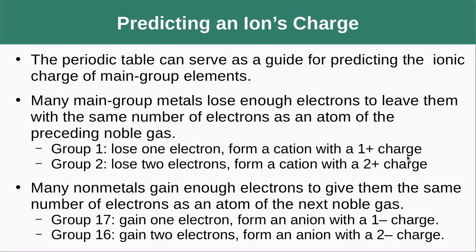So the periodic table can help you with predicting the ionic charge that you should expect for the main group elements. Many main group elements lose enough electrons to leave them with the same number of electrons as an atom of the preceding noble gas. So group 1 loses 1 electron, it has a +1 charge. Group 2 is going to lose 2 electrons, it's going to have a +2 charge. On the other side of the periodic table, they're going to want to start to gain electrons. Group 17 will gain 1. Group 16 is going to gain 2.